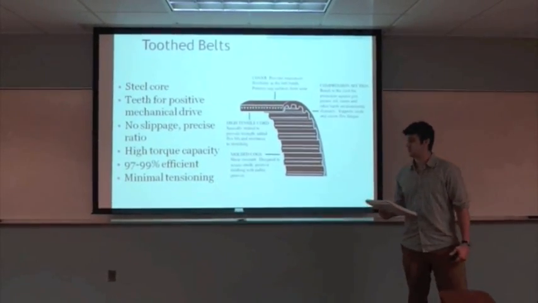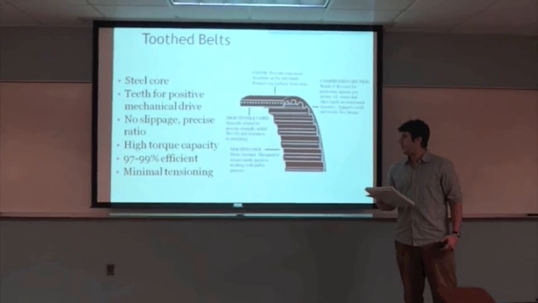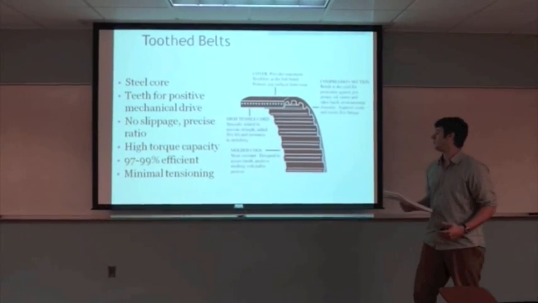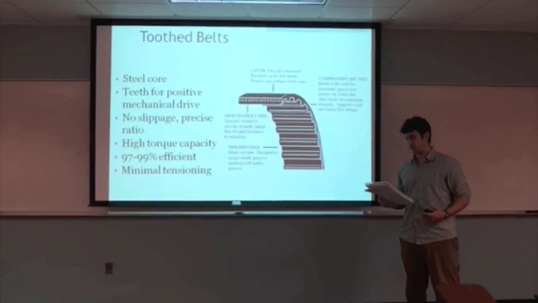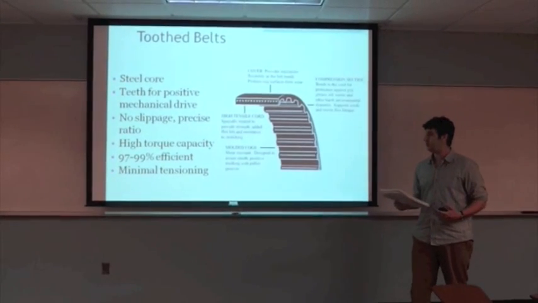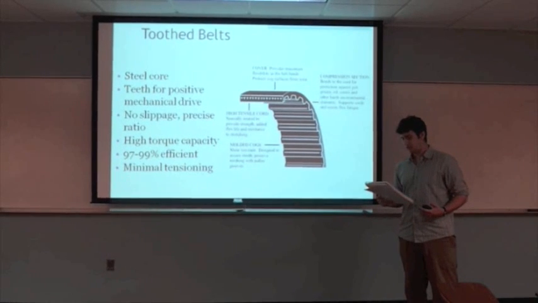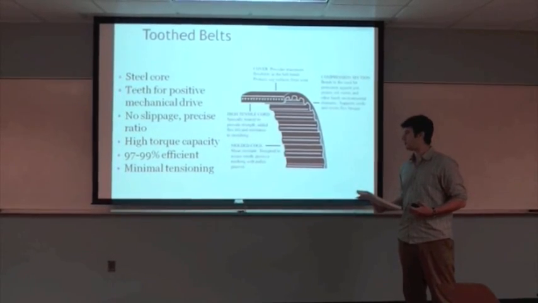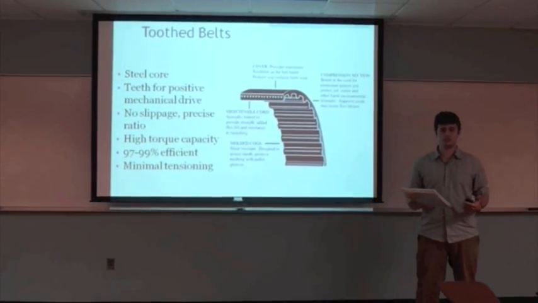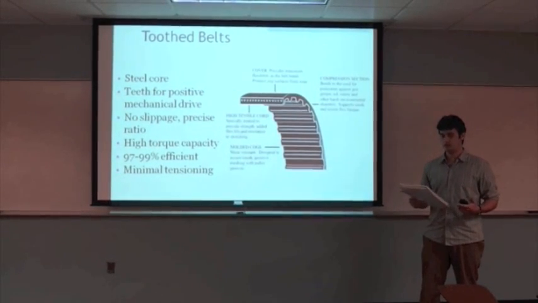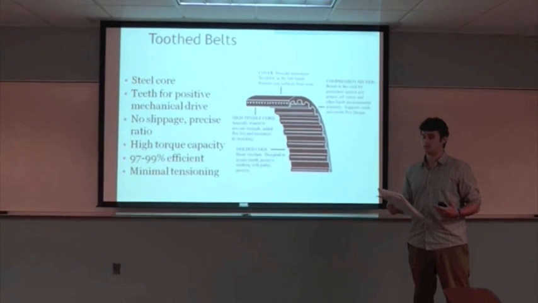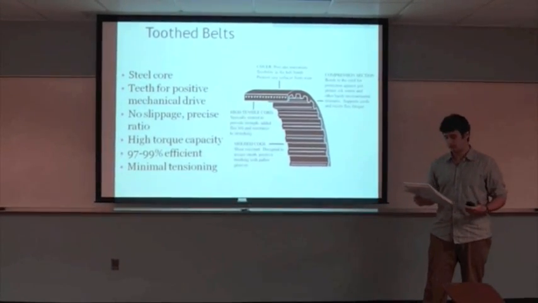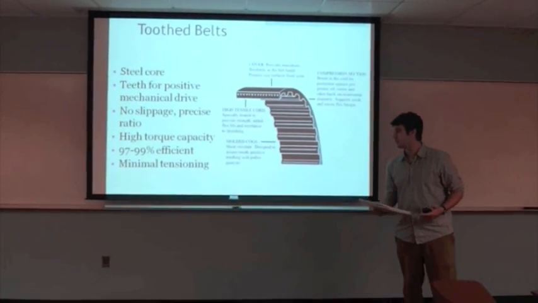Tooth belts are more expensive than the other types of belts. They're always constructed of rubber, and they usually have steel filaments inside to support the tension load. While they are more expensive than the other types of belts, they can carry higher loads, and more importantly, you can maintain an exact velocity ratio between the different pulleys in the system by using a tooth belt, because the teeth offer you a positive mechanical drive, and there will never be any slippage in the system.